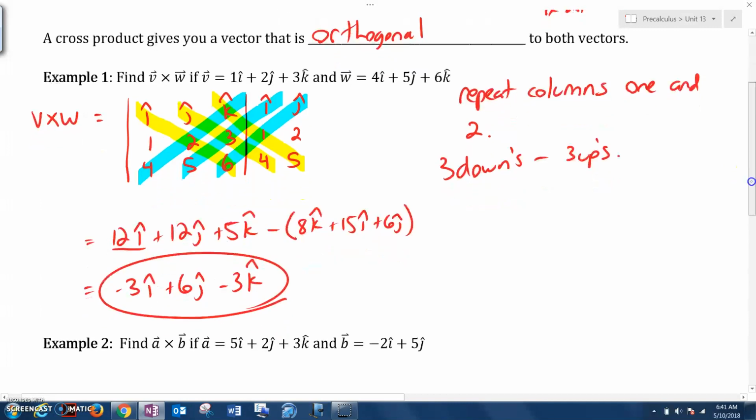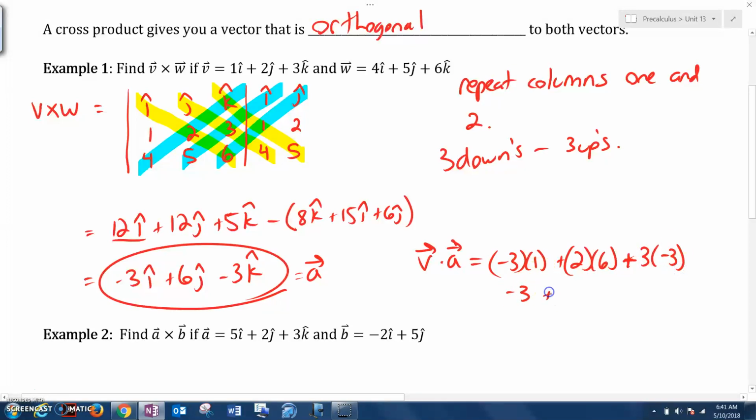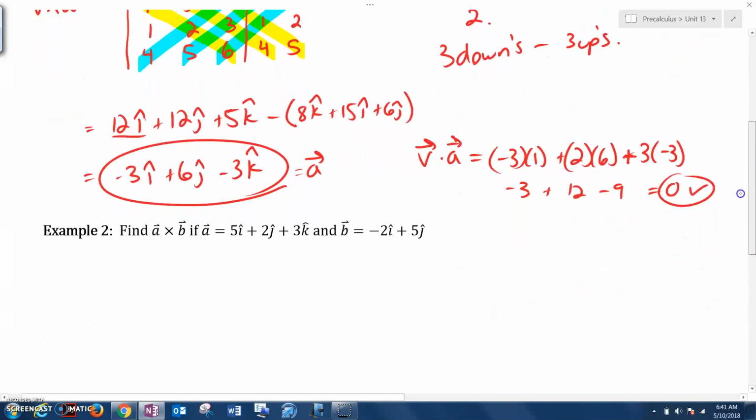But that vector that we just found should be orthogonal to both. Later on we'll test that theory out. Actually, let's test it now. I'm going to call this vector a. To test if they're orthogonal, you do the dot product. So v dot a, I'm going to take my answer, negative 3, and dot it with v. That's negative 3 times 1, plus 2 times 6, plus 3 times negative 3. So I get negative 3 plus 12 minus 9. Sure enough, that equals 0, which means a and v are orthogonal, and you can check it again to see w.